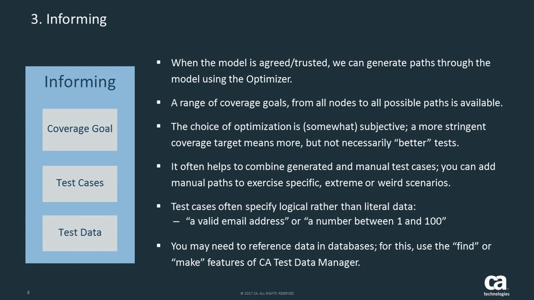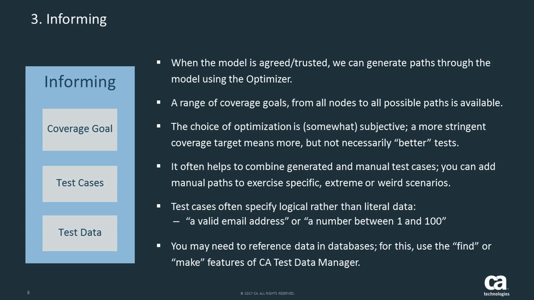Now, in forming, in this stage, we're really looking at how we take the model and use that as the basis of a meaningful set of tests. The model clearly allows us to generate paths through the model using the optimizer. So the optimizer tool is a fantastic capability to have a systematic way of generating meaningful paths through our models. Now, each optimization you could also call a coverage target or a coverage formula, if you like.